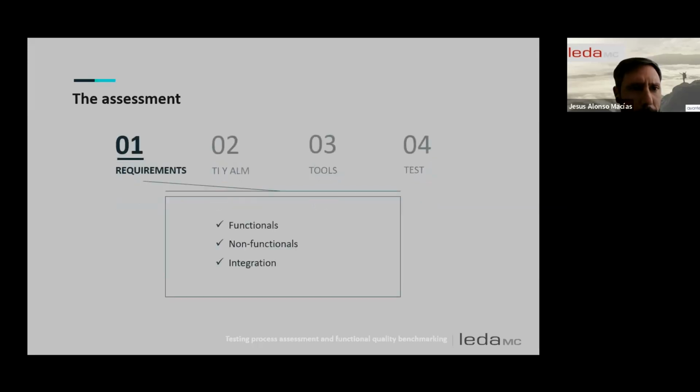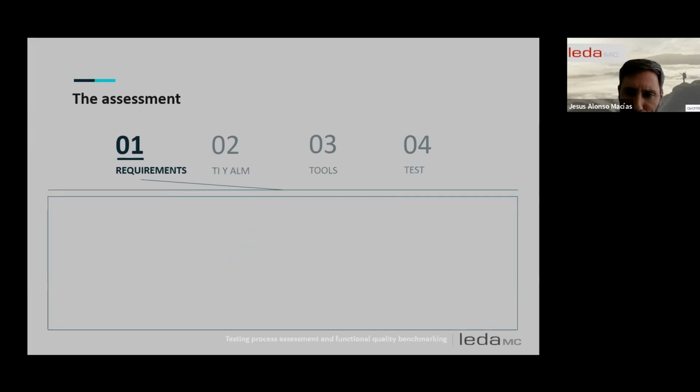Okay, usually the testing process starts with the requirements or user stories. From them, we will check if the functional requirements or non-functional requirements or integration requirements, for example, are defined. We will check if the requirements are clear, for example, if they are fully explained or understandable by all the teams that must consult them. If they are consistent and not ambiguous, we will also look to see if the requirements are traceable and if they are registered in a tool.